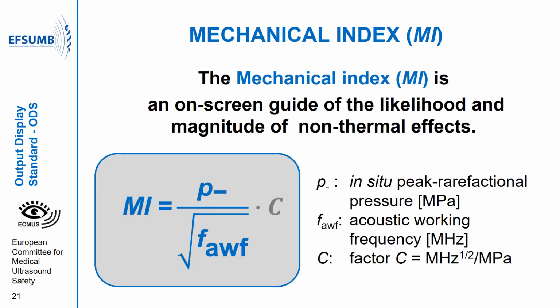The mechanical index is the other index which is shown on the ultrasound screen and is a guide of the likelihood and magnitude of non-thermal effects. The mechanical index is equal to the ratio of the peak negative pressure expressed in megapascal to the square root of the acoustic working frequency of the transducer, which is generally taken to be the central frequency of the transducer and is expressed in megahertz. The factor C is included to make the mechanical index a dimensionless parameter.